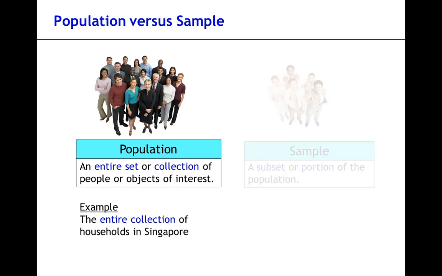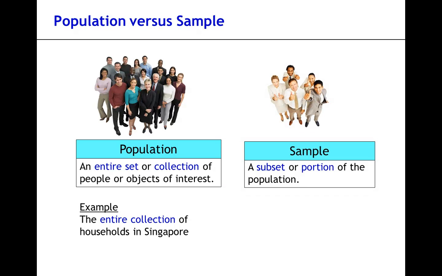A sample, on the other hand, is just a subset or a portion of the whole population. So a sample is a smaller set than the population. For example, a sample could be just 30% of the households in Singapore, or 10% of the cars in Singapore.